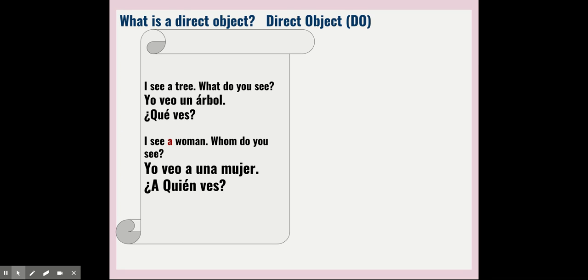Now, let's take a look at those two sentences in Spanish. I see a tree. What do you see? Yo veo un árbol. ¿Qué ves? So that what do you see is ¿qué ves? I see a woman. Yo veo a una mujer. Whom do you see? ¿A quién ves?